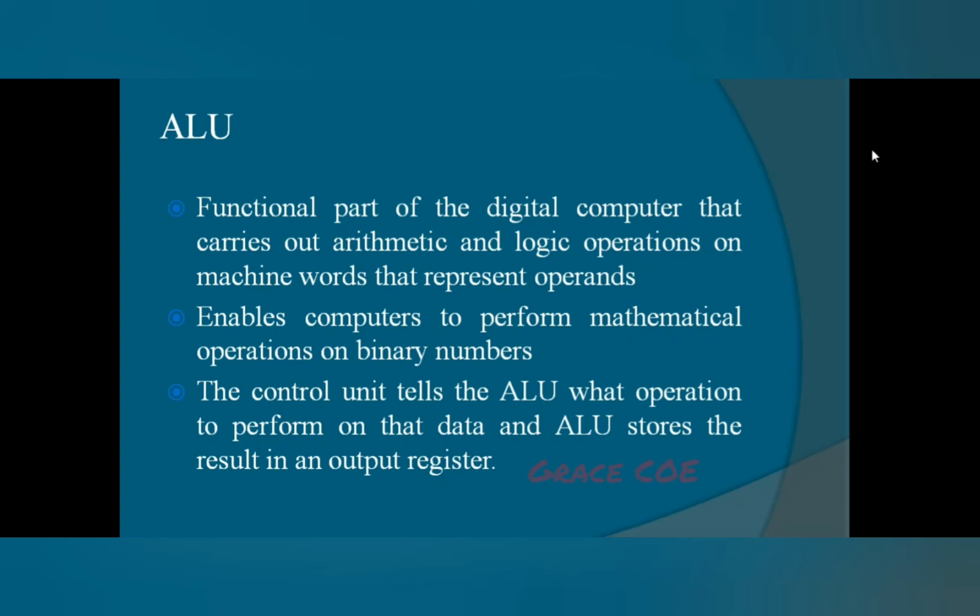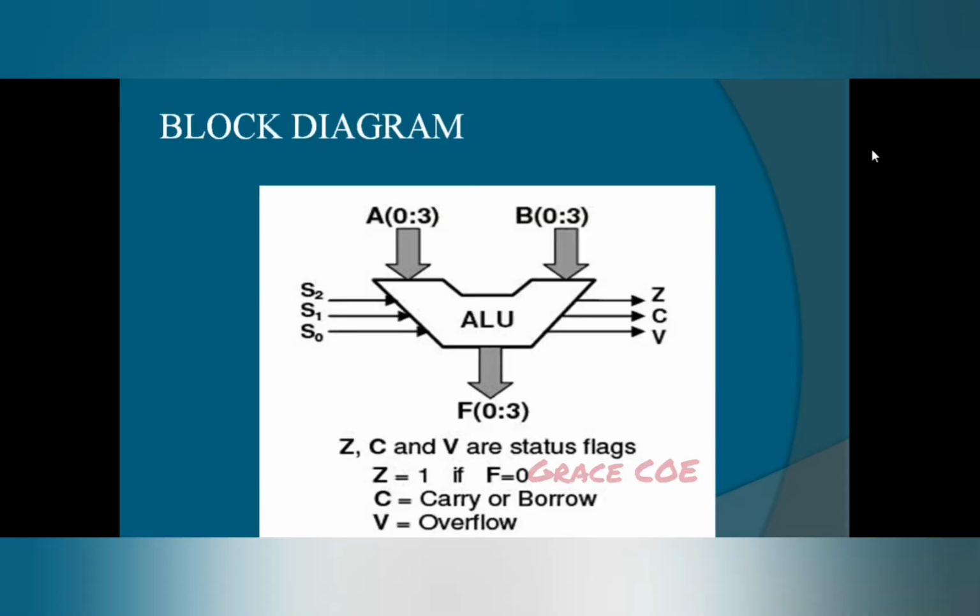So as we know, the arithmetic and logic unit is a functional part of the digital computer that carries out arithmetic and logic operations on the machine words which we give as inputs. It enables computers to perform mathematical operations on binary numbers. The control unit tells the ALU what operation to perform on that data, and ALU stores the result in an output register. So this is the block diagram of ALU.